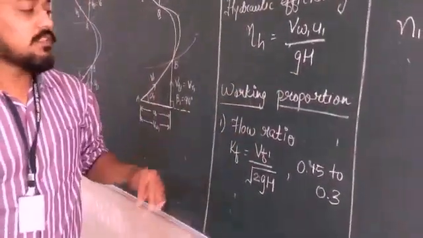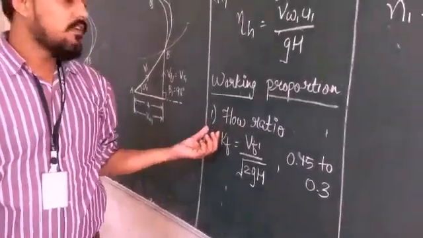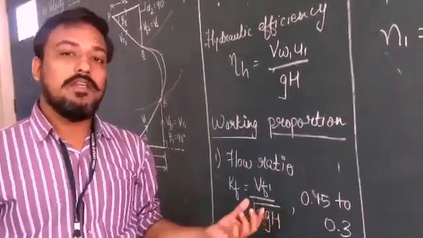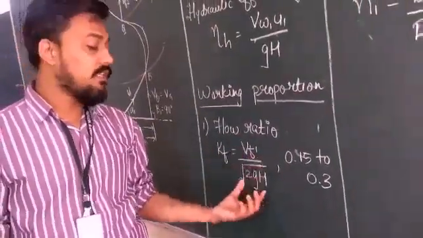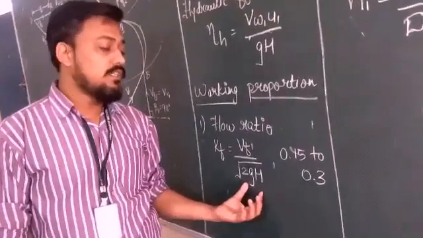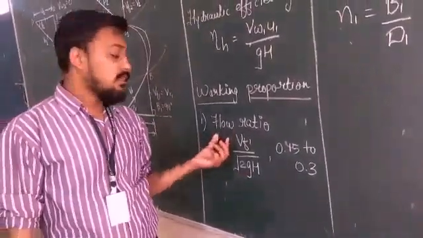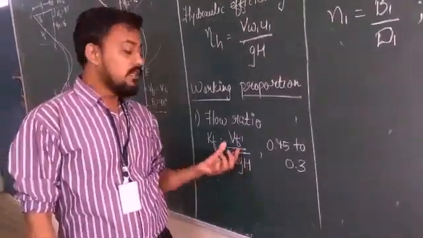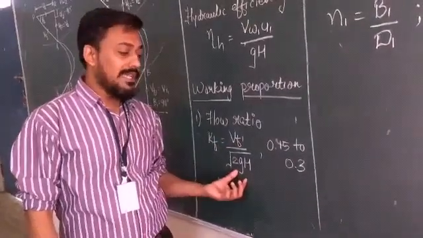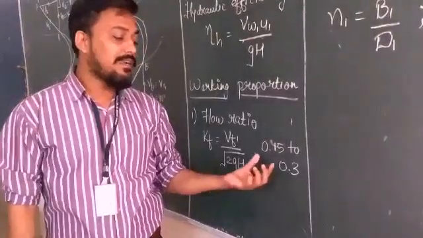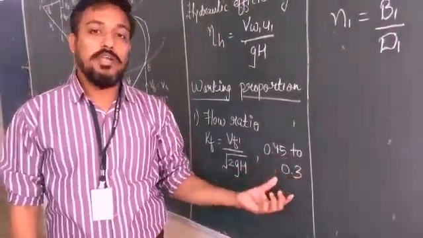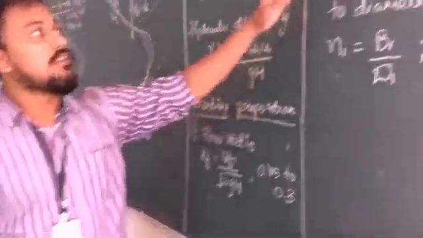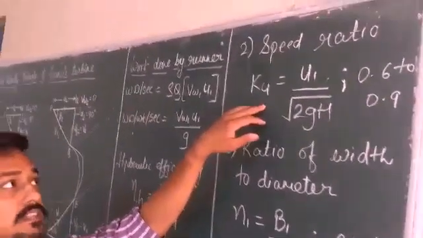Now we will see some working proportions for a Francis turbine. First we have the flow ratio, which is the ratio of the flow velocity to the theoretical velocity. The flow velocity is VF1, and the theoretical velocity is the square root of 2gH. KF is the notation used for the flow ratio, equal to VF1 upon root 2gH. If you have to assume its value, you can take it between 0.15 and 0.3.